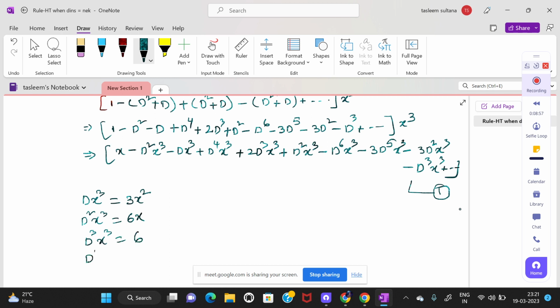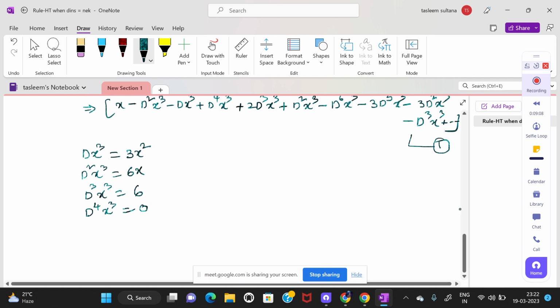Then d power 4 into x cube equals, there is no variable over here, so it's going to be 0. The remaining values are going to be 0. Whatever the differentiation, all the terms are going to be 0. So you're going to get the values till d cube x cube. You're going to substitute all these values into your above equation.